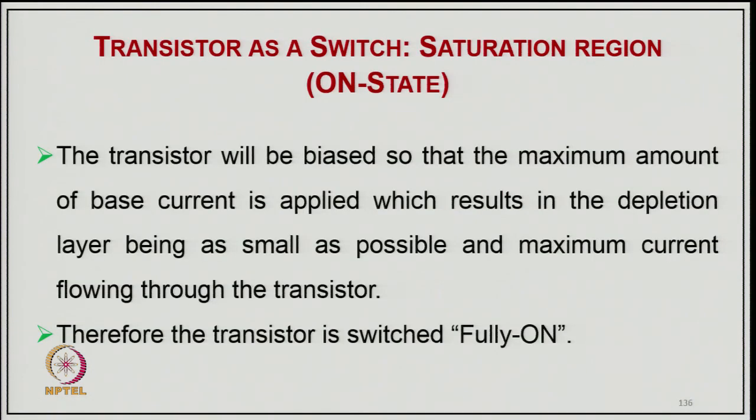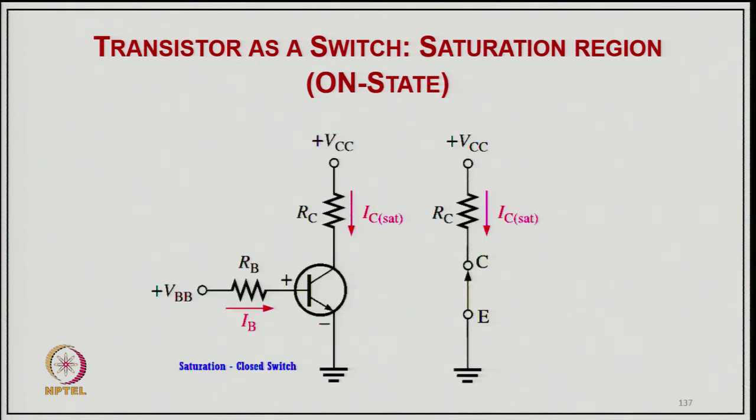So, transistor as a switch: let us consider first the switch on, in the saturation region. The transistor will be biased so that a maximum amount of base current is applied, which results in the depletion layer being as small as possible, and maximum current can flow through the transistor, and this current is decided by the external circuit. We say the transistor is switched fully on. Ideally, there should be 0 voltage across the transistor, but in saturation it is typically 0.3 volt for a silicon transistor.